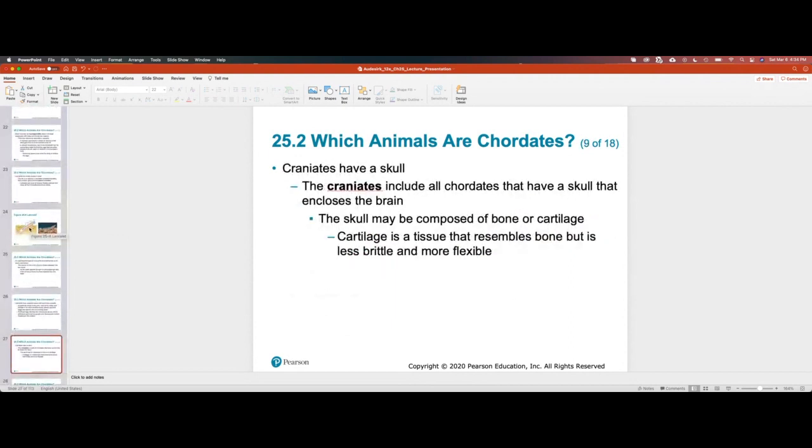All right, looking at the craniates, interestingly enough, they have a cranium, they have a skull. And that skull, its purpose is to enclose the brain. So it can be composed of either bone or cartilage. And cartilage is tissue that's kind of like bone, but it's less brittle, more flexible. So think of human ears, or your ears, since you are most likely a human watching this, and the end part of your nose is made of cartilage.